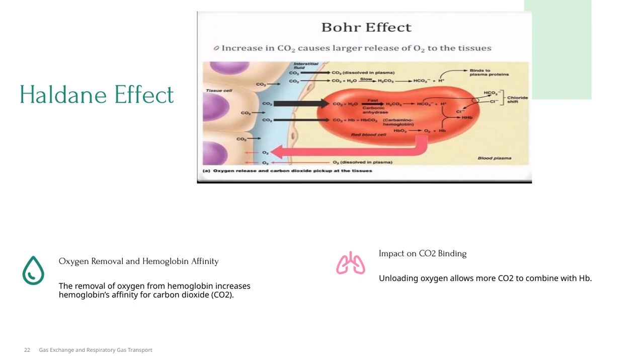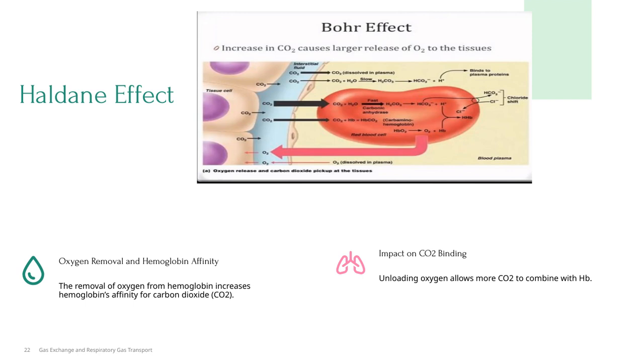This process is part of what's known as the Haldane effect, which helps explain how our bodies efficiently manage CO2 removal. Essentially, the removal of oxygen from hemoglobin enhances its ability to bind with CO2, facilitating the transport of CO2 from tissues back to the lungs for exhalation. This dynamic interaction highlights the intricate balance in our respiratory system, where oxygen unloading and CO2 binding are closely linked to ensure effective gas exchange.